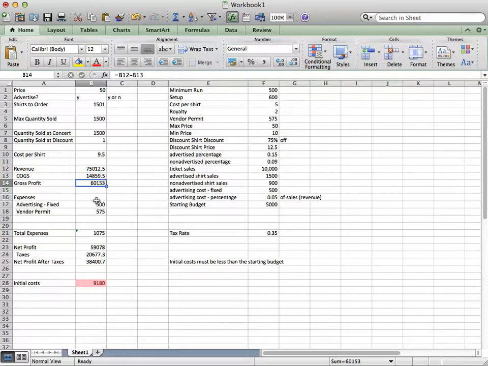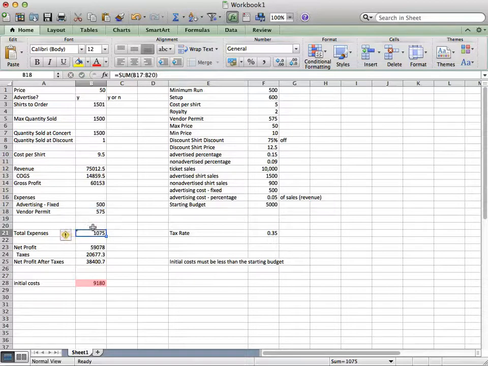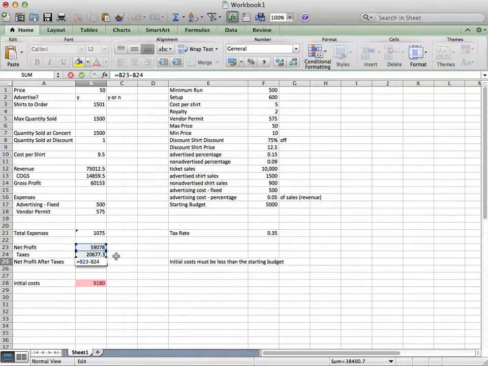So I'm left with my expenses. I have the fixed part of my advertising expense, which was $500. My vendor permit, which was $575, would give me total fixed expenses of $1,075. My net profit is the difference between my gross profit and my total expenses. And my taxes is my net profit times the 35% tax rate that I created, leaving me my net profit after taxes of net profit minus taxes, or $38,400.